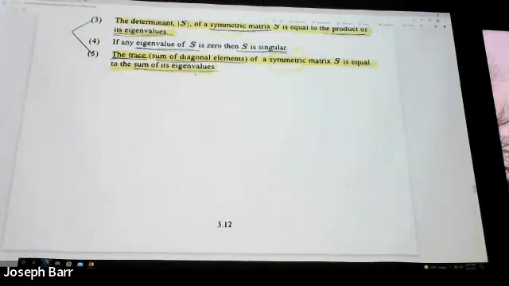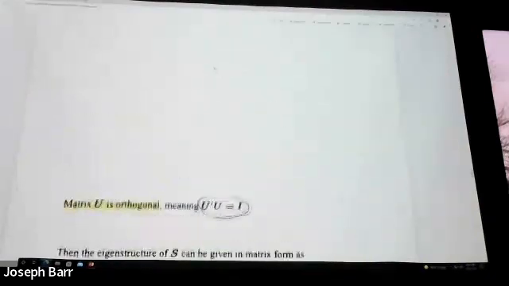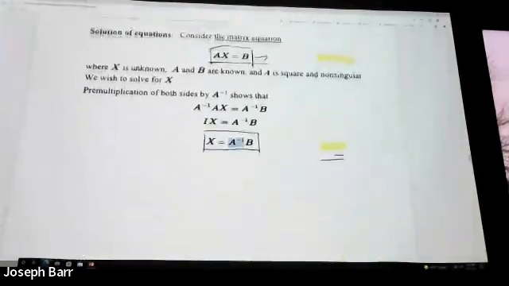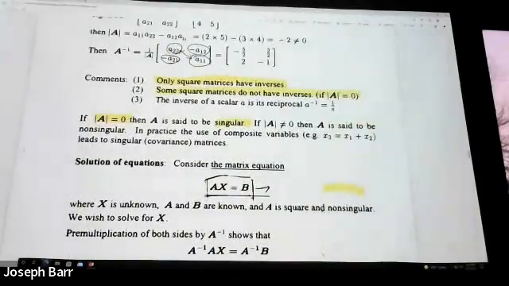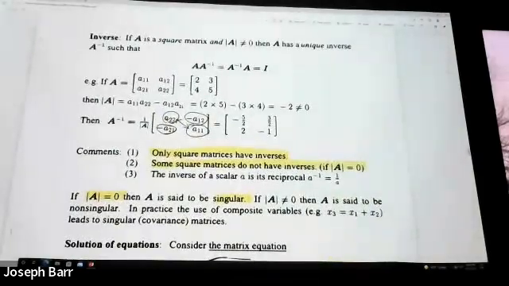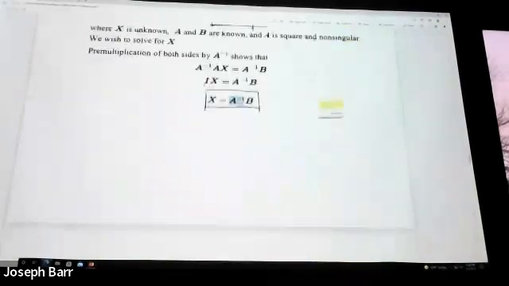Trace, just like a determinant, but it's the sum of the diagonal elements. The definition of trace is the sum of diagonal elements. For example, in this case, the trace is just 2 plus 5. Just diagonal elements. It's 7. So the trace of A is 7.